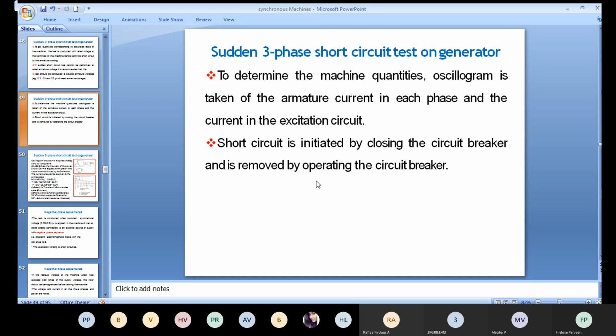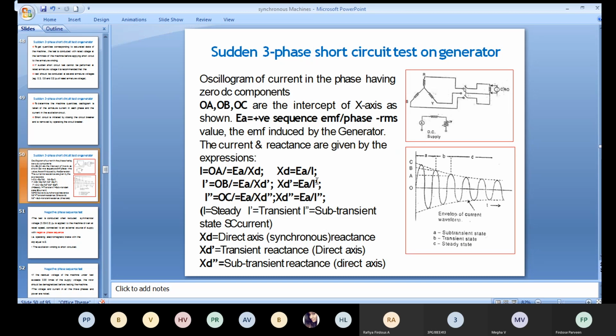To determine the machine quantities, an oscillogram is taken of the armature current in each phase and the current in the excitation circuit. Short circuit is initiated by closing the circuit breaker and is removed by opening the circuit breaker. So this is the figure and the waveform, as shown here.